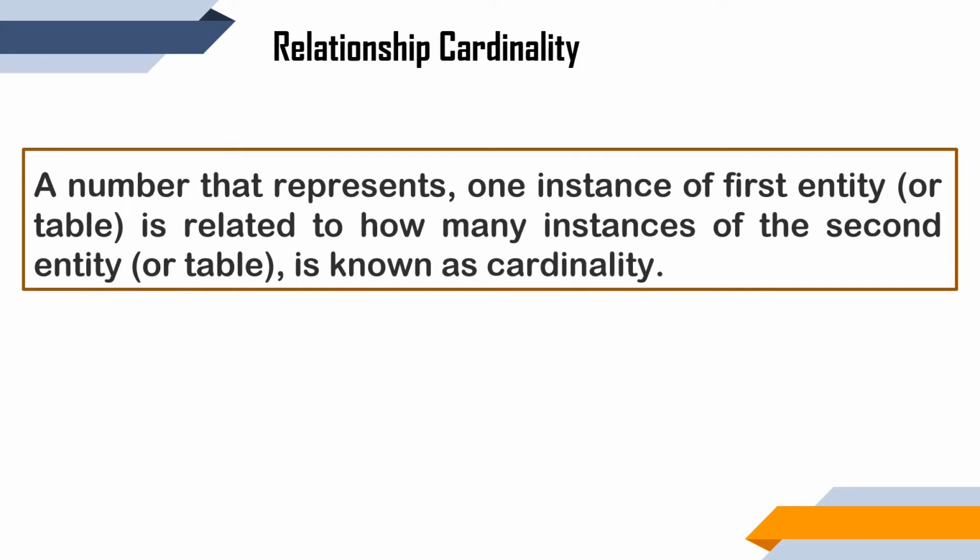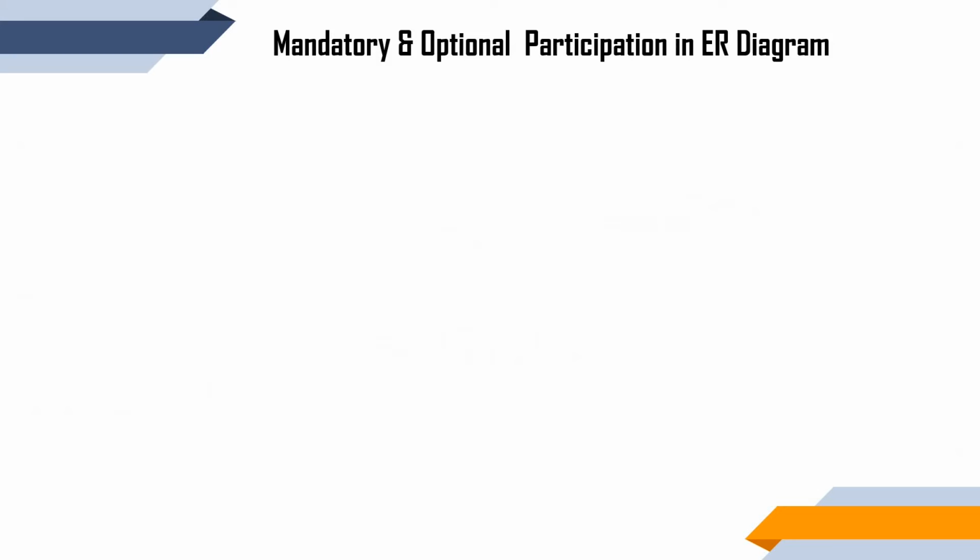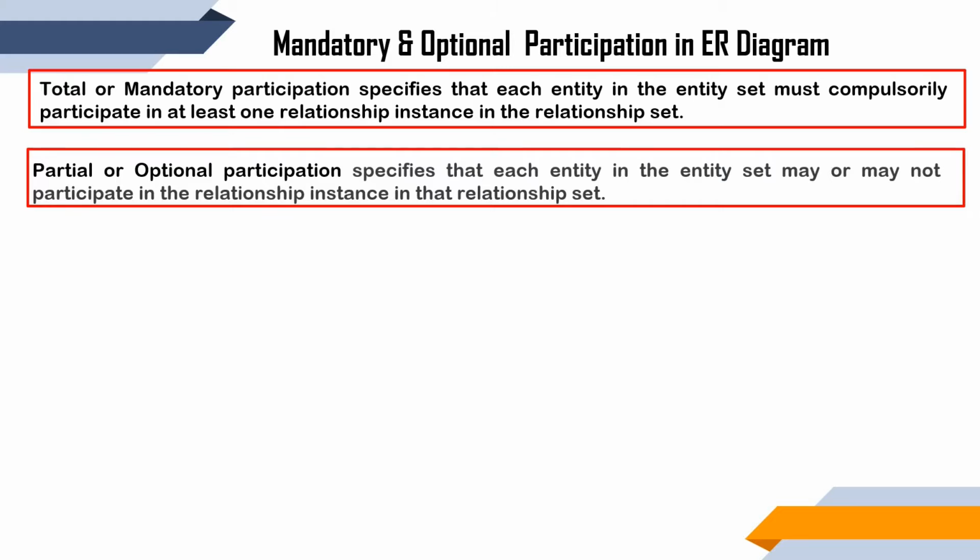Now, what do we mean by relationship cardinality? Cardinality is nothing but a number. It represents one instance of first entity or table is related to how many instances of the second entity. Basically, there are three possible basic cardinality. 1 is to 1, 1 is to n, m is to n, where m and n can be thought of as one or more. So, I will right now explain cardinality with examples. We will understand them separately.